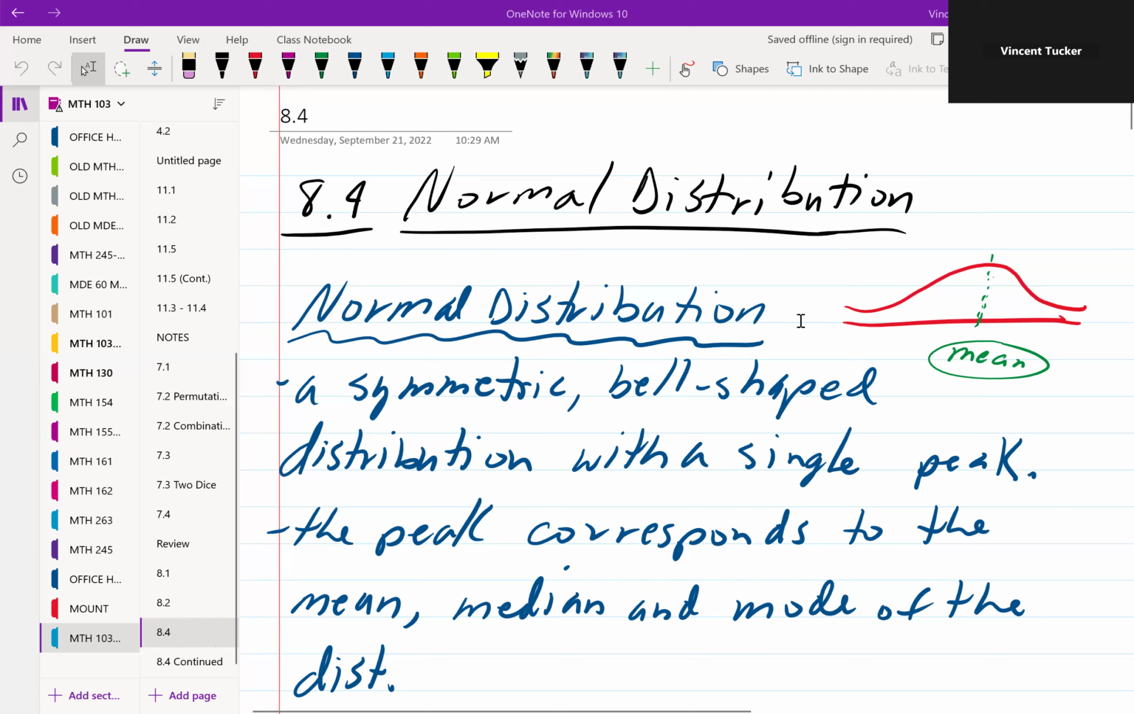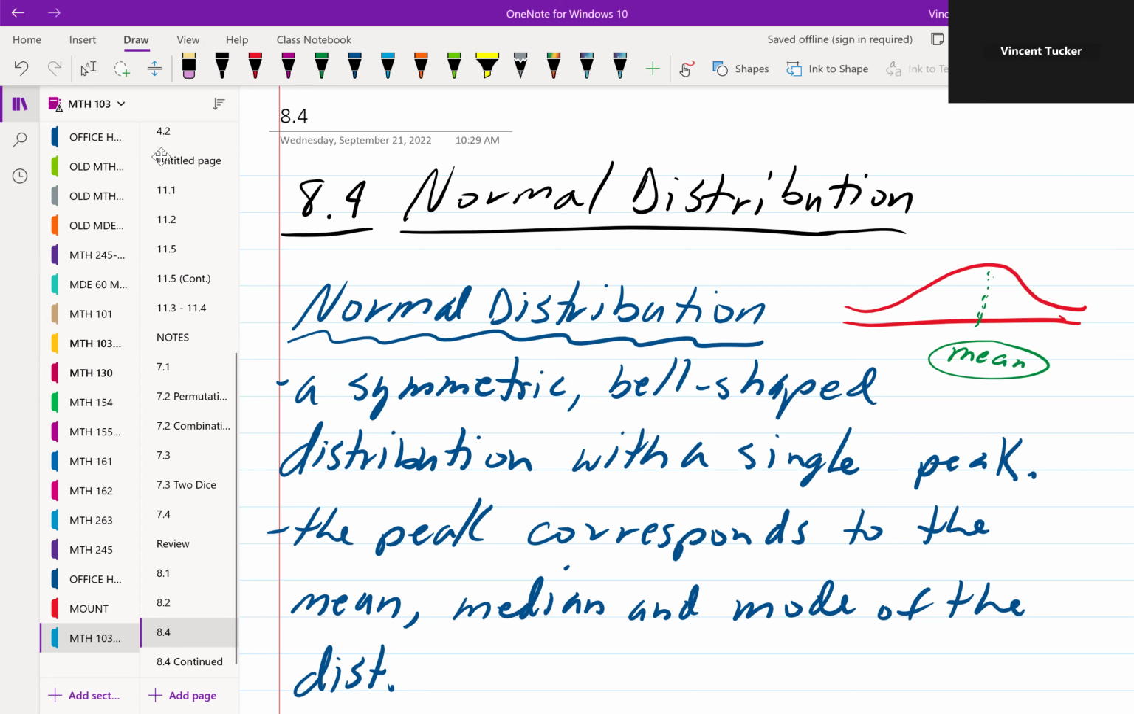All right, so let's look at 8.4, normal distribution. A normal distribution is a symmetric bell-shaped distribution with a single peak. So an example, a rough sketch is this right here, in which your mean or the single peak corresponds to the mean, mode, and median. So we're talking about right here in the middle.